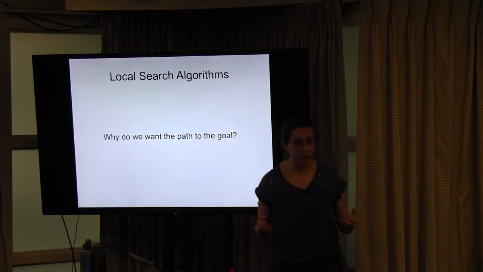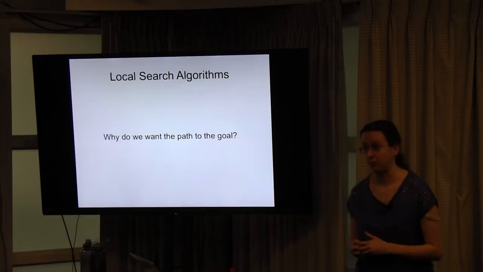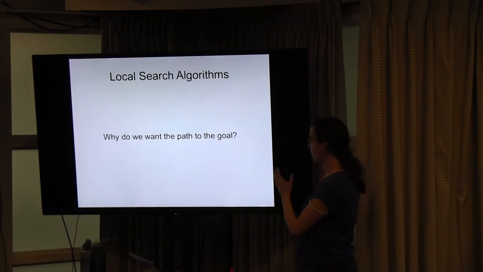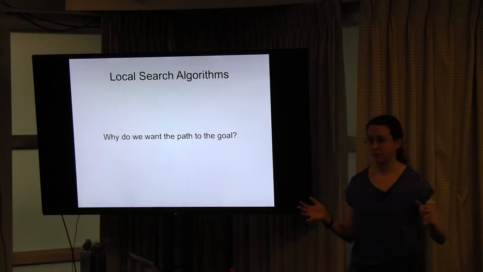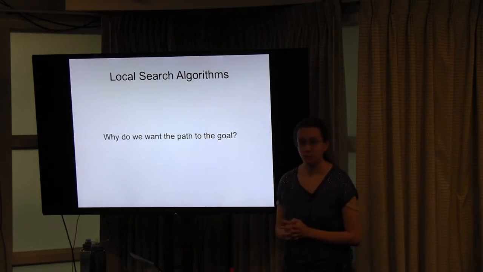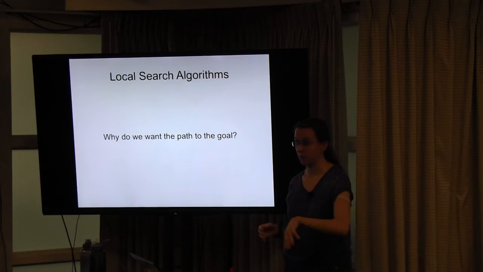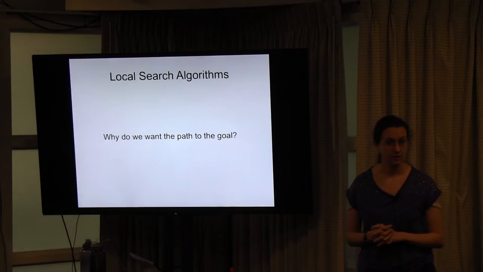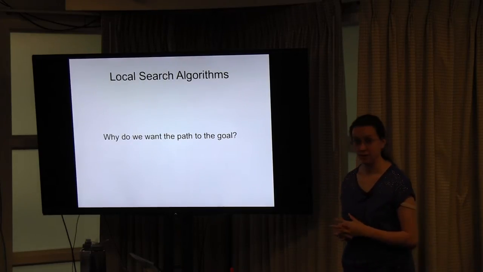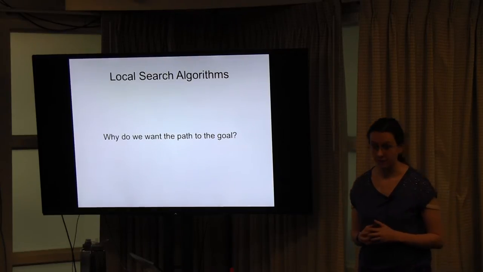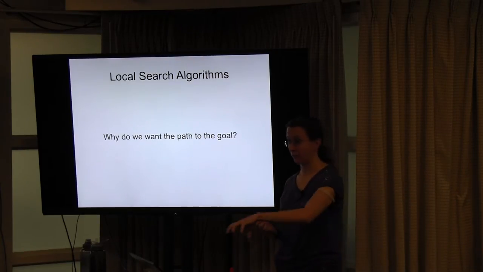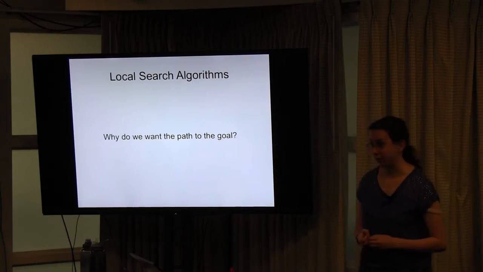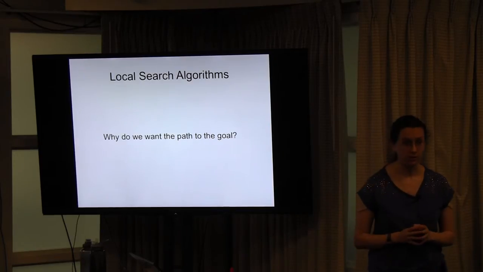So the other thing to think about with the local search algorithms, and this is a question that came up in class last time: why do we want the path to the goal? Does anybody want to answer that question? In our path planning algorithms, in our map algorithms, why do we want the path to the goal? What are we going to use it for? It translates into action. Right. So we're just going to tell our little Zergling to go from this point to this point to this point, to actually follow that trajectory. Do we always want the path to the goal?